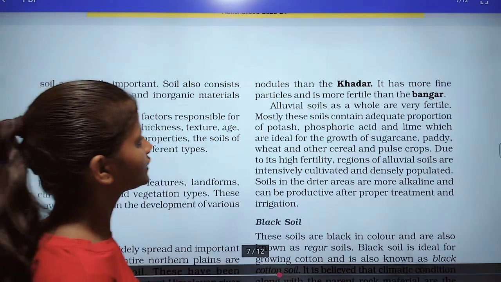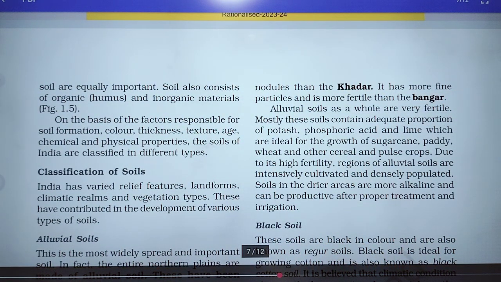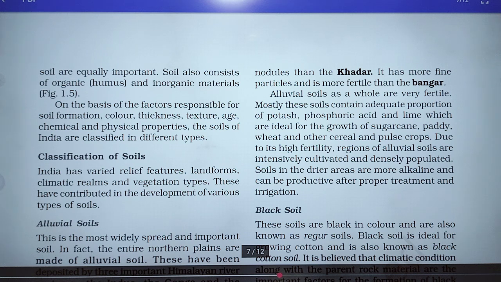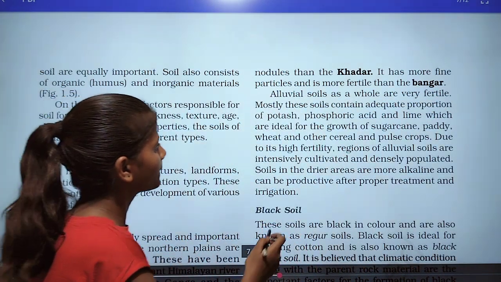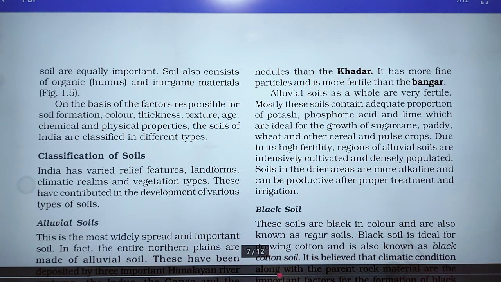It is fertile soil. Mostly these soils contain an adequate proportion of phosphorus, potash, phosphoric acid, and lime, which are ideal for the growth of sugarcane, paddy, barley, wheat, and other cereal and pulse crops. It means this soil is rich in potash, phosphoric acid and lime, which help in the growth of sugarcane, paddy, and wheat.